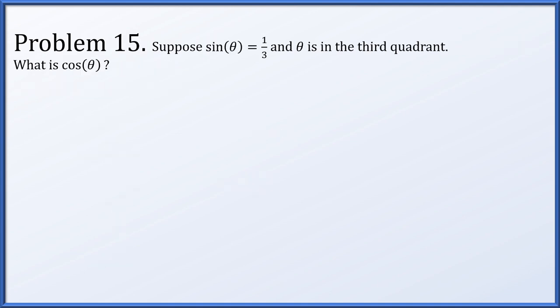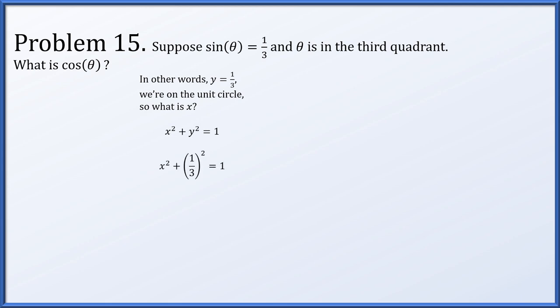In problem 15, suppose the sine of theta is 1/3 and theta is in the third quadrant. Let's find the cosine of theta. So the y-coordinate is 1/3. We're on the unit circle, and we want to find the x-coordinate. We know the sine, the y-coordinate. We want to find the cosine, the x-coordinate. So x squared plus y squared is equal to 1.